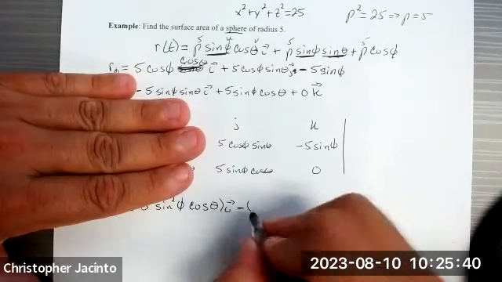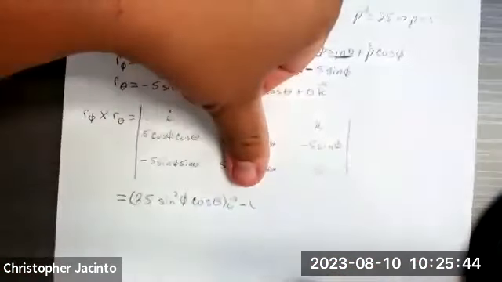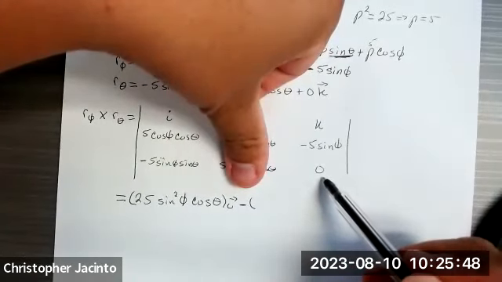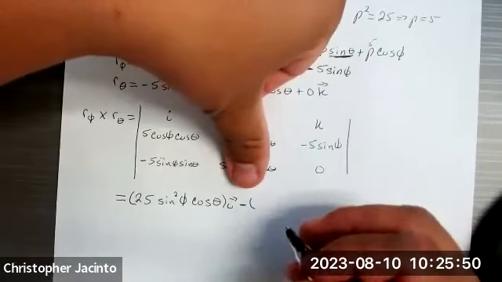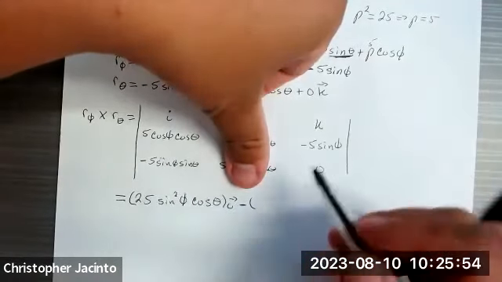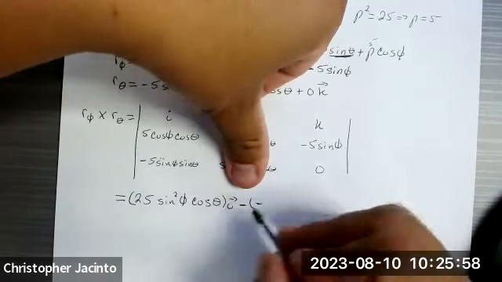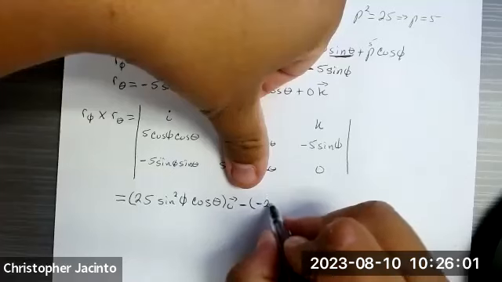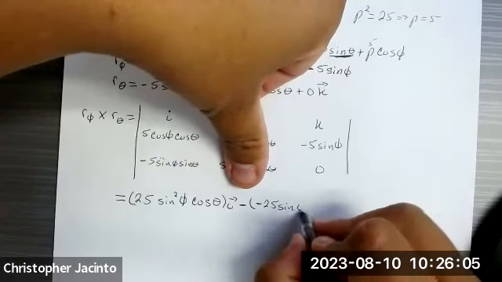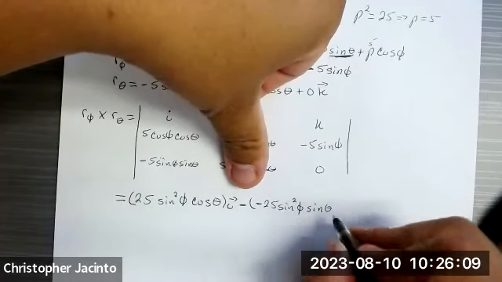All right, minus. It's like a J. Notice as well, that goes away. Okay, so we get a minus. So this times this minus that times that. Minus minus goes away. So we still have one minus left over. 25 sine squared phi sine theta.